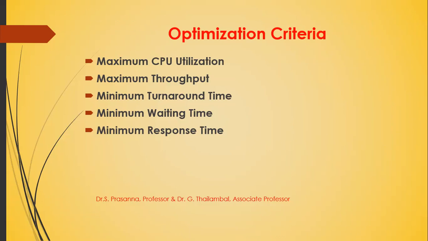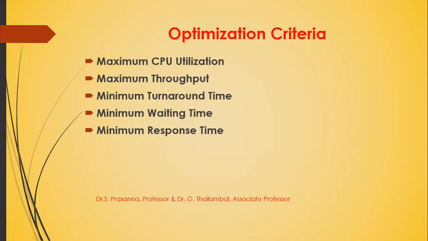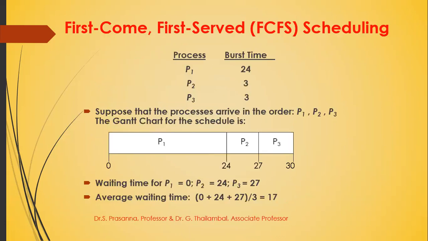Only the CPU utilization should be maximum and the throughput should be maximum. Throughput is the completion of processes in their execution. If more processes get completed, then the CPU is utilized in a better way, we can say. Therefore, the throughput should be maximum as an optimization criterion.